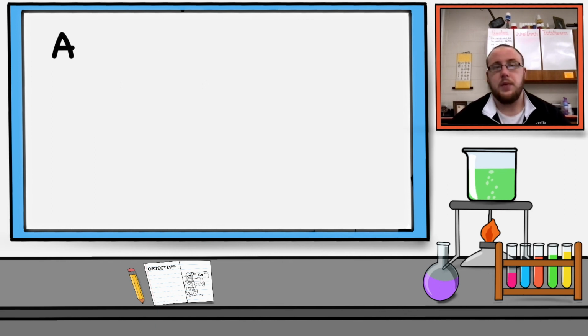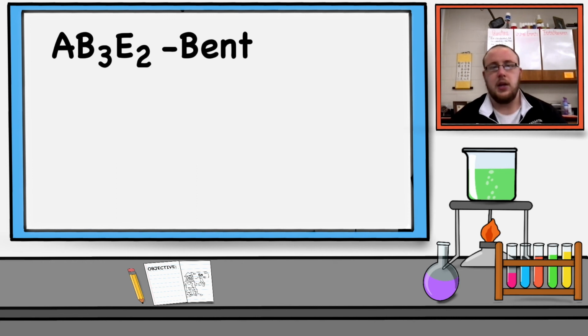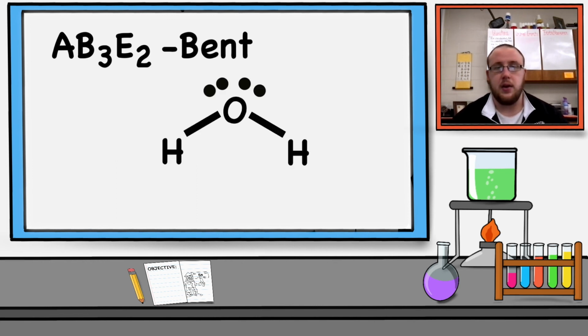Then we'd have AB2E2. This is going to be treated like a bent molecular geometry. You have 2 sets of paired electrons that push down on the bonds and push them farther apart, so they cannot form the linear format. An example of this would be water, H2O.